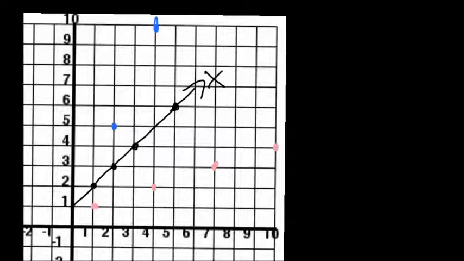Next we'll do the red one. So again, let's see if we can draw a line. Yes, we can draw a line, but again, that's not going through the origin, even though it formed a line. And let's check the blue one. And that one did go through the origin, so the blue one is proportional. So in order to be proportional, you need two things. You need it to form a line, and you need it to go through the origin.